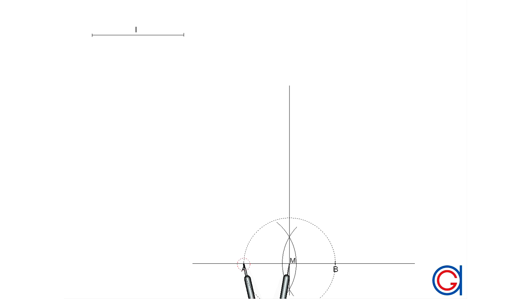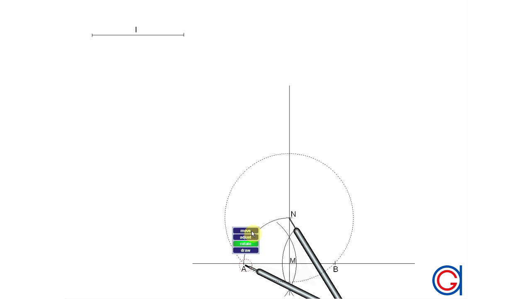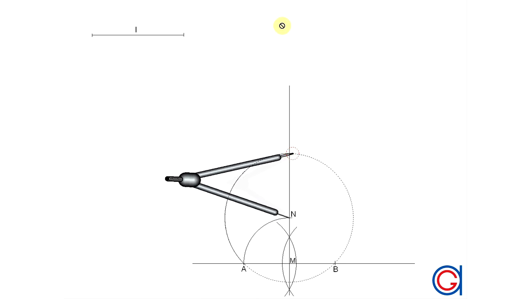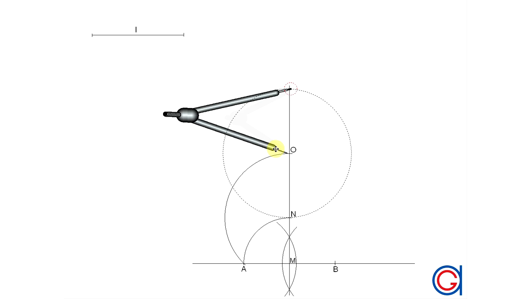So the next step is, with our compass centered on midpoint M and radius MA, we will scribe an arc to the right until it cuts the perpendicular bisector at a point we will call N. Now, with our compass centered on point N and radius NA, we will scribe another arc to the right until it cuts the perpendicular bisector again at a point which we will call O. This point O will be the center of the circumference, where the octagon we are looking to draw is.